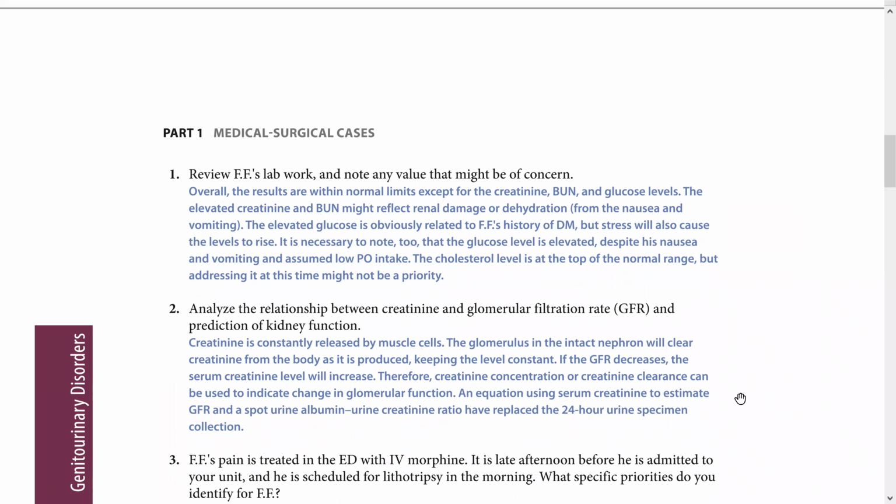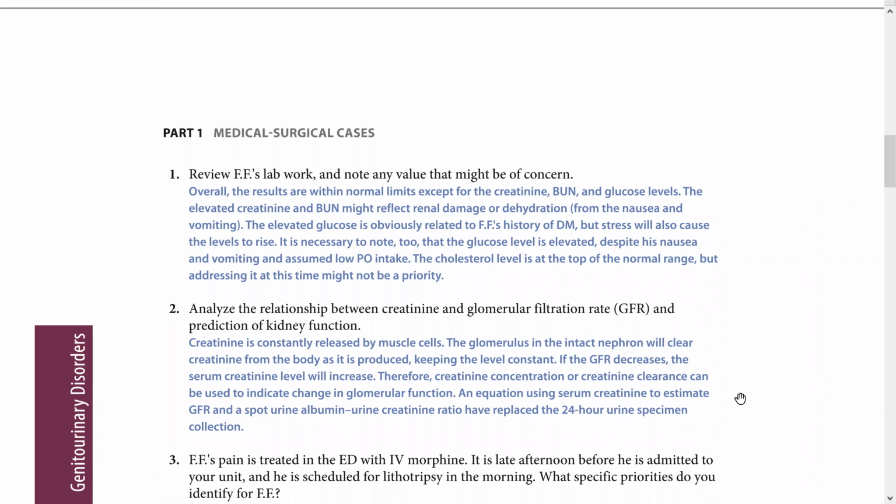All right, so the pain is treated in the emergency room with IV morphine. It is late afternoon before the patient's admitted to the unit. They're scheduled to go for lithotripsy. What specific priorities do you identify? What is lithotripsy, by the way?